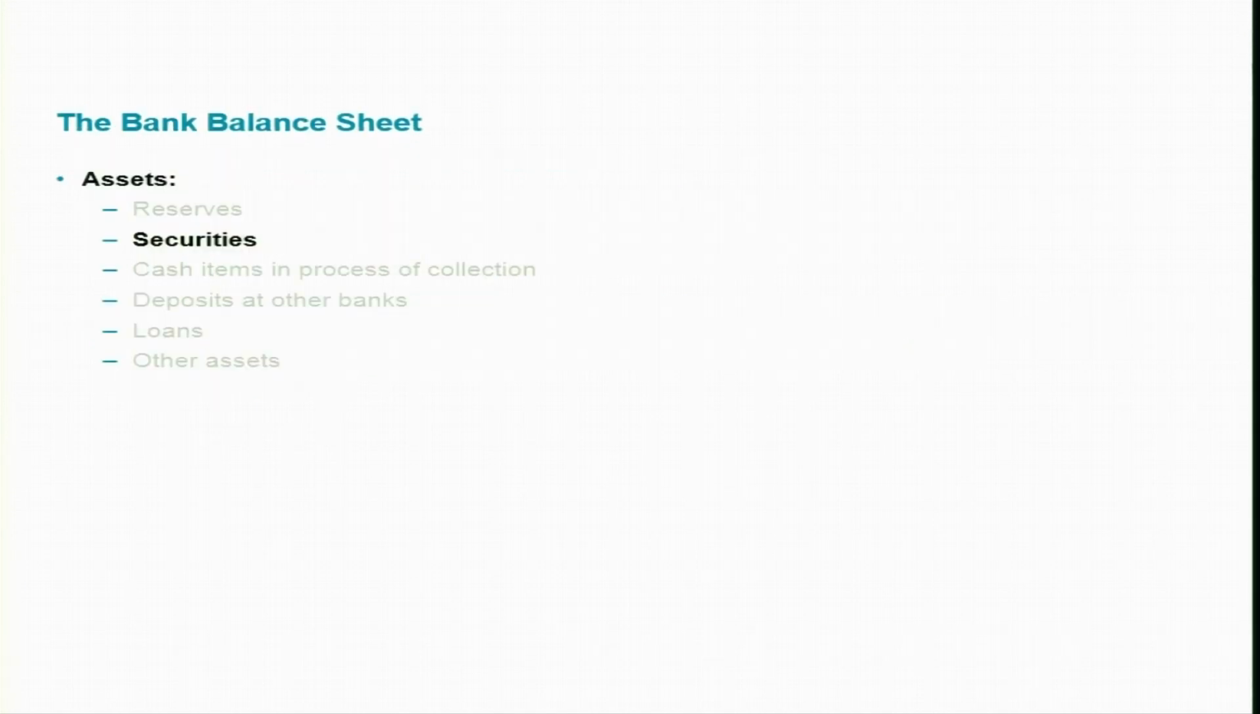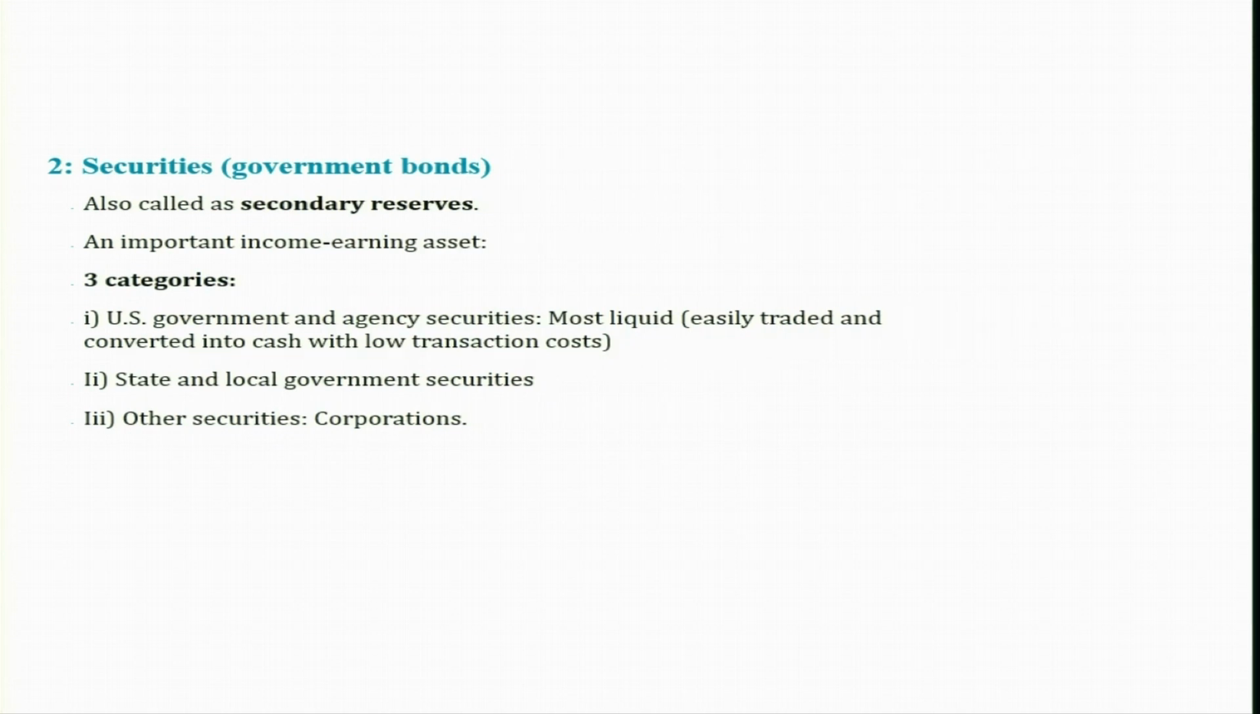So moving to other components of assets, this includes securities. Securities means mainly government securities, so it's also called secondary reserves, and these are important income earning assets. Most banks invest heavily in government securities. In the US there are three categories of securities: the US government and agency securities. These are the most liquid and easily traded and converted into cash with a low transaction cost.